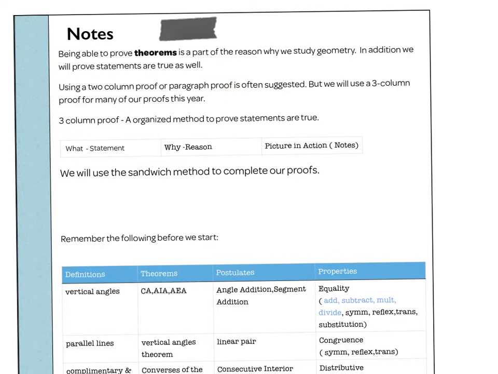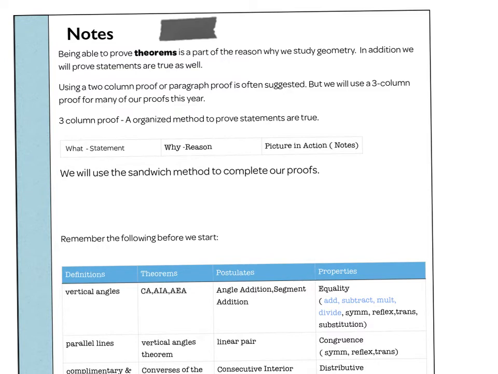A 3-column proof is an organized method to prove statements are true. And it looks similar to what we have here. We have a what, which is our statement, a why, which is the reason, and then the pictures in action. This is where you're actually going to work through your proofs.